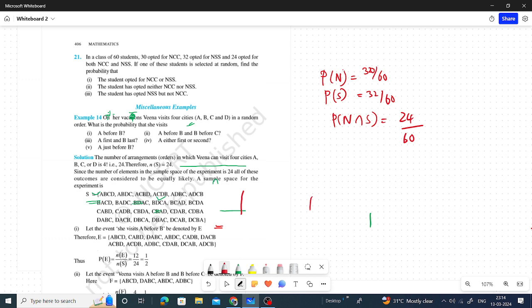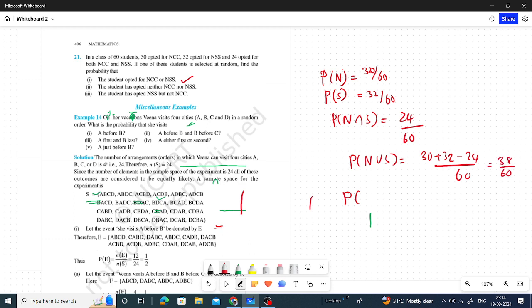So the student opted NCC or NSS. That means the probability of NCC or NSS. You know the formula: probability of N plus probability of S minus probability of N intersection S is 30 plus 32 minus 24 by 60. So that you calculate. And similarly, the student has opted neither NCC nor NSS. So you have to find out the probability of neither. 30 plus 32 minus 24, 38 will be the answer.